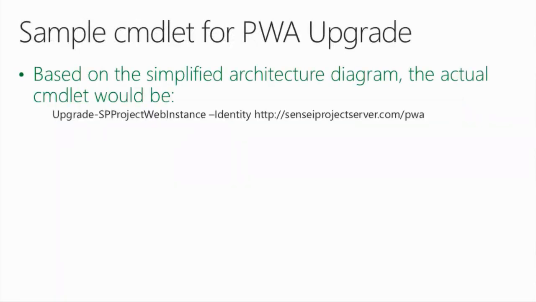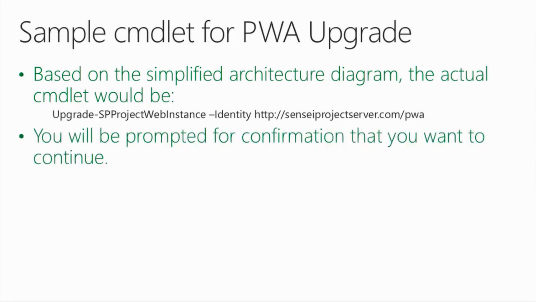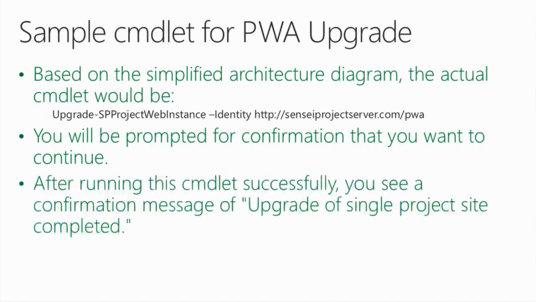So this is what our simplified commandlet looks like. Upgrade-SPProjectWebInstance, and the identity, based upon our sample architecture, is the senseiprojectserver.com PWA. You will be prompted on this one if you want to continue or not. Not all of them will do that, but this particular one will prompt you, and after you run it, it'll give you a confirmation message of upgrade single project site completed.